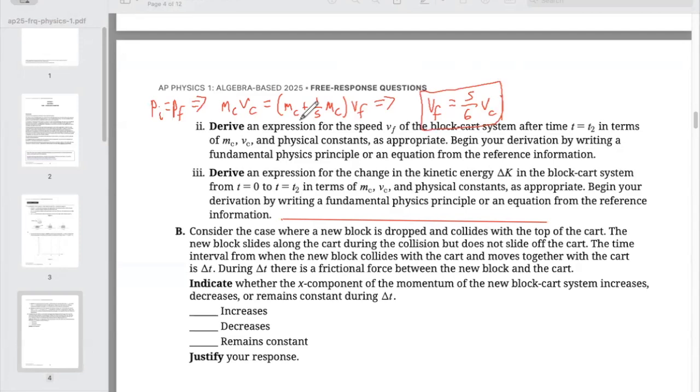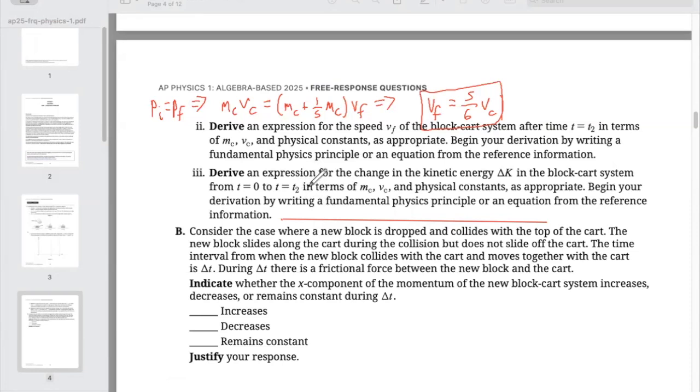It's probably only worth 2 points, one for writing conservation of momentum and one for solving for it, maybe 3 points. The graph is probably worth 2 points, I would say, in A part one, for showing that total momentum is conserved and that it's constant as well.